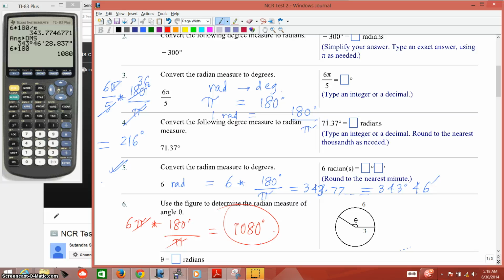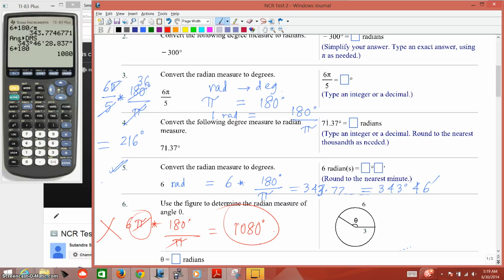But notice this time you actually changed the given quantity to 6 pi. I have only asked you to convert 6 radians, not 6 pi radians. 6 and 6 pi radians are two different numbers, so you should not be bringing in this pi if it was not mentioned in the given problem. So that is a common mistake. So this one is completely wrong.